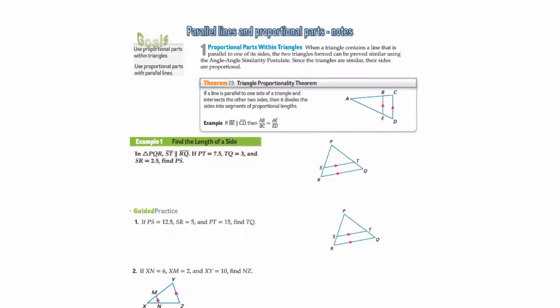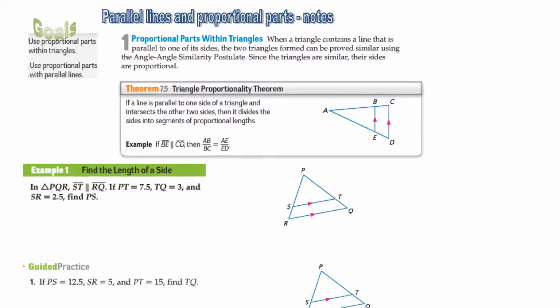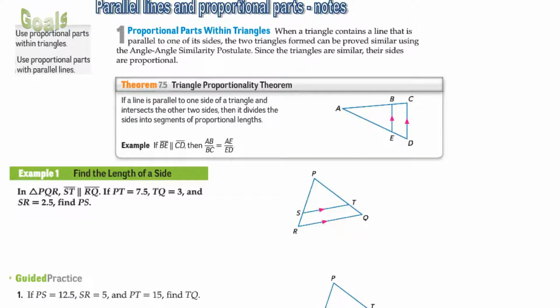So the stuff we're talking about today follows up on the same stuff that we did on Tuesday, dealing with proportional parts in triangles. Whenever you have a line inside of a triangle parallel to one of the sides, it splits it proportionally. Like this says right here, AB is to BC as AE is to ED.